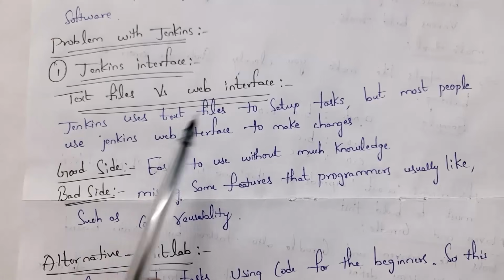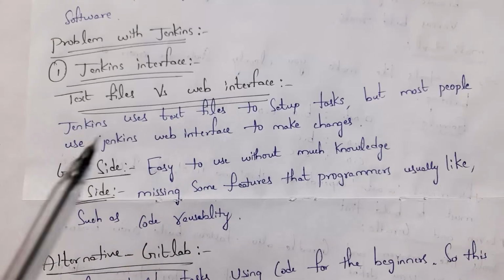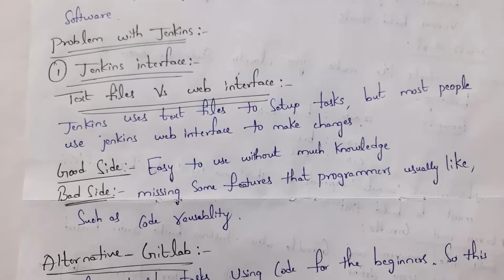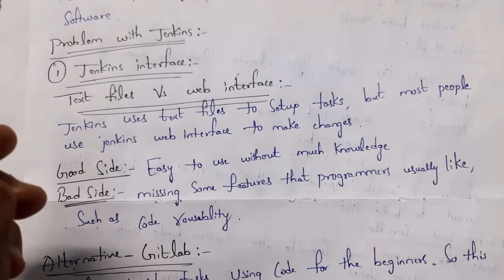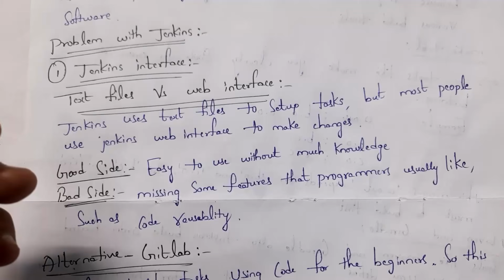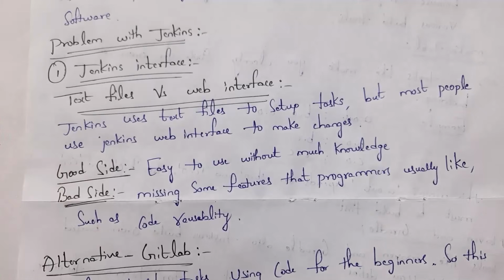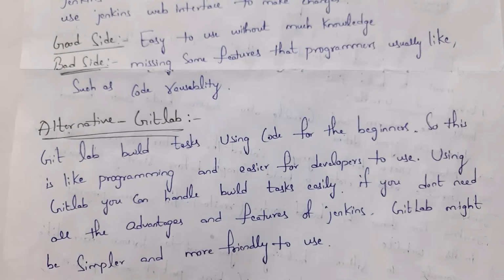Jenkins uses code files to set up tasks, but most people use the Jenkins web interface to make changes. One good side of using the web interface is there is no need of any programming knowledge. And one bad side is if you use the web interface, you cannot utilize the complete features of the Jenkins server. Guys, for example, let us say I wrote code in order to set up my server for a particular project. So next time when you are developing another project, you can utilize the code which was written before. But if you use the web interface, you cannot perform code reusability. You need to perform each and every step again. So this is one of the main drawbacks of the Jenkins server.